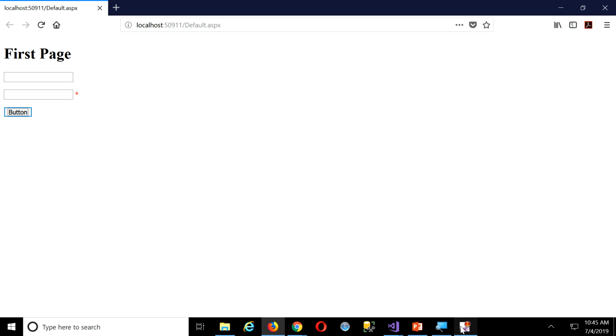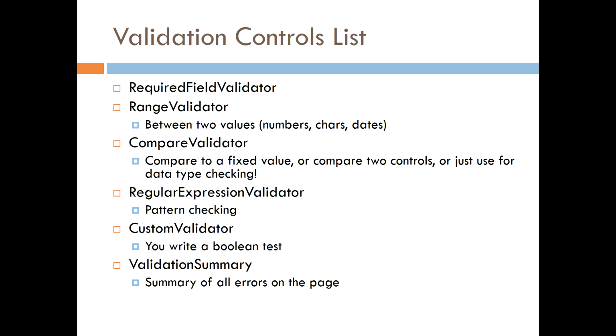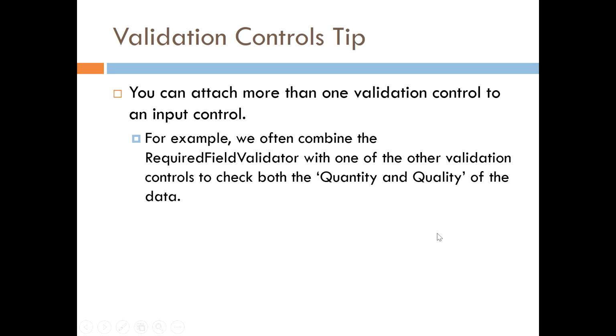All right, let me continue on in our PowerPoint for a little bit more. We're almost done it. So we've talked about our different validation controls. Okay, a bit of a tip here. We can attach more than one to the same input. So that allows us to combine, usually it's a required validator along with one of the others. It's the idea of both quantity and quality, right?